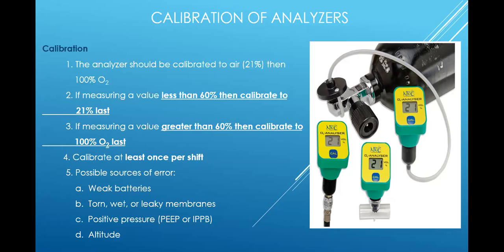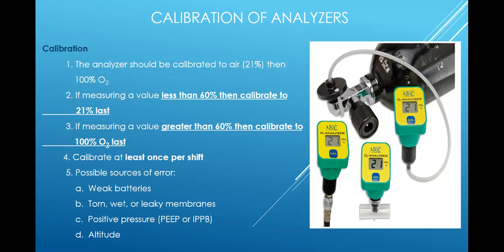If I'm measuring a value greater than 60%, then I calibrate to 100% last, okay? So if you tell me Mr. Johnson is doing good, he's watching TV, he's on 78% aerosol tracheal, and I don't believe you and I want to test for myself to see what he's actually on, and you're telling me it's something greater than 60, okay? Well, then I'm going to pull out my analyzer, and I'm going to calibrate it to 100% last. So I'm going to calibrate to 21%, then 100%, then I'll put it on the patient, okay?